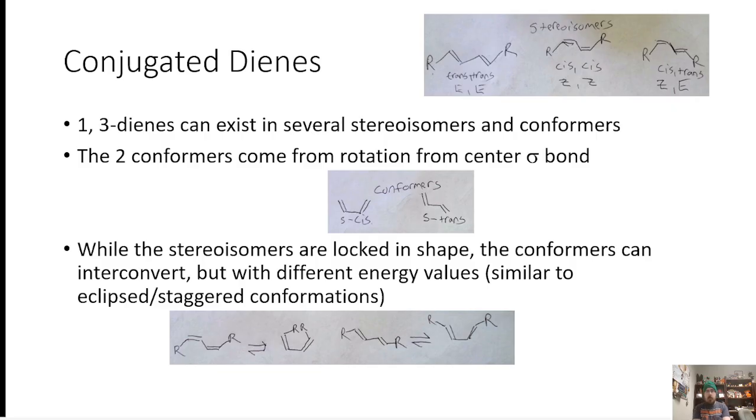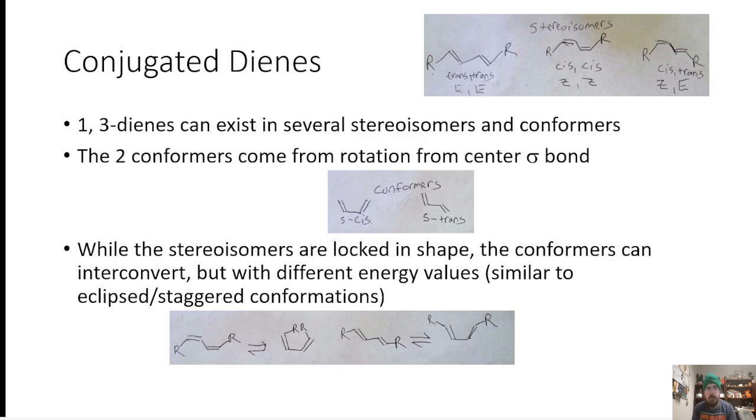One of our major factors in here is we're going to look at conjugated dienes in this chapter, 1,3 dienes specifically. So 1,3 dienes can exist in several different stereoisomers and conformers. Remember, stereoisomers, we cannot rotate them to get different shapes, but conformers are different shapes of the same molecule. So looking at this, we can have a trans-trans, a cis-cis stereoisomer, or a mixture of cis and trans.